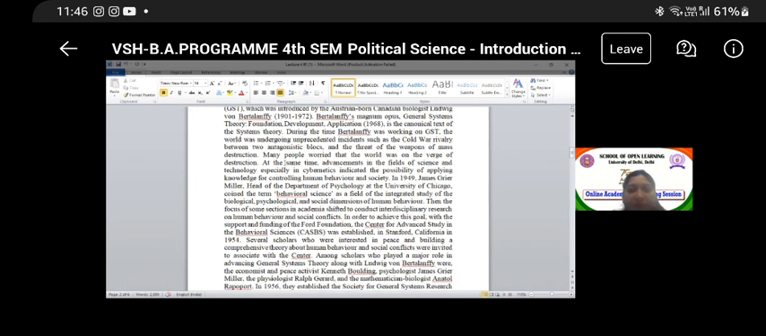During the time Wolfe was working on GST, the world was undergoing unprecedented incidents such as the Cold War rivalry, which was going on when he was writing. Okay, the Cold War rivalry between two antagonistic blocks. And who are these two antagonistic blocks? USSR versus USA. These are the two blocks at that time, and the threat of the weapons of mass destruction. This was the time when he's writing. Many people worried that the world was on the verge of destruction.